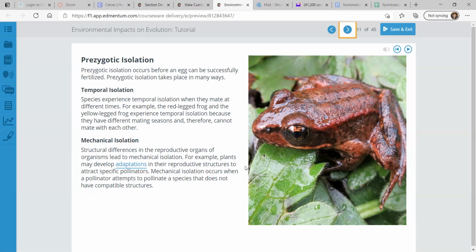Mechanical isolation, that means structural differences in the reproductive organs of organisms lead to mechanical isolation. So plants may develop adaptations in their reproductive structures to attract specific pollinators like bees. Mechanical isolation occurs when a pollinator attempts to pollinate a species that does not have compatible structures. So if a bee tries to go to a plant that's not designed to be pollinated that way, but it has not adapted to that certain type of bee pollination, then it's not going to work.